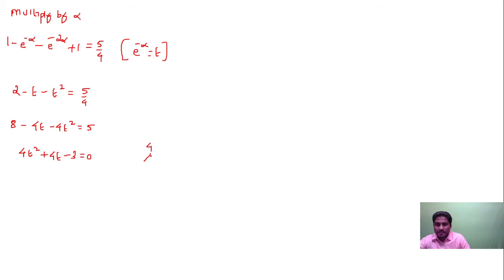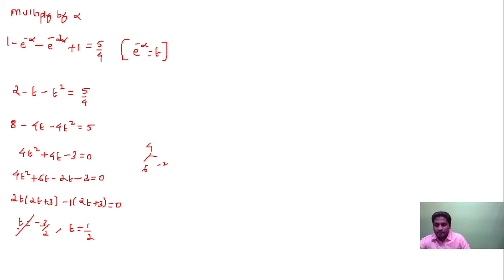Okay, so this is 4, right? So you get 6 minus 2. So 4t square plus 6t minus 2t minus 3 is equal to 0. I'm going to take 2t common, so you get 2t plus 3. Take minus 1 common, you get 2t minus 1. Okay, so 2t plus 3 is equal to 0 or 2t minus 1 is equal to 0. You will get t is equal to minus 3 by 2 and t is equal to half.